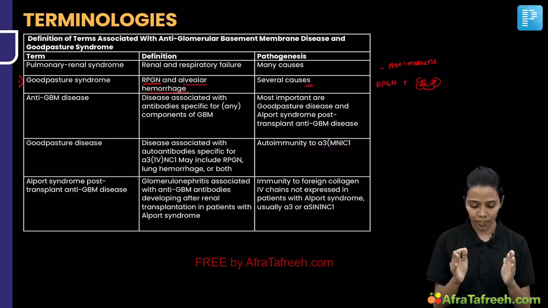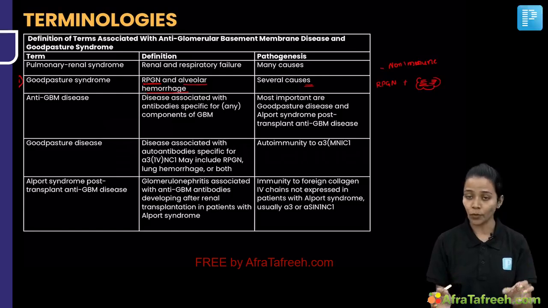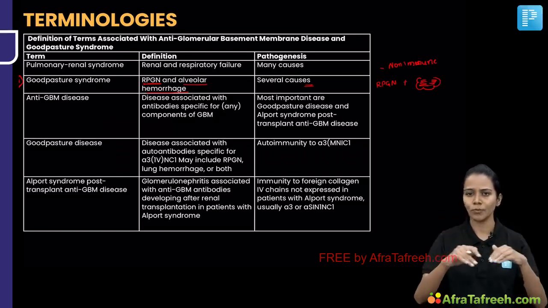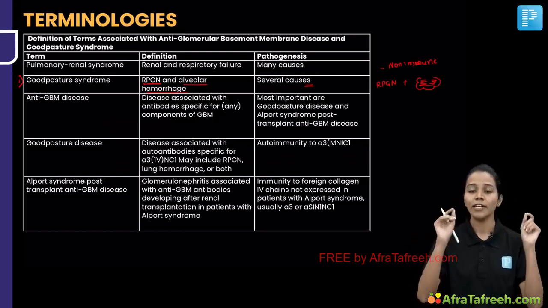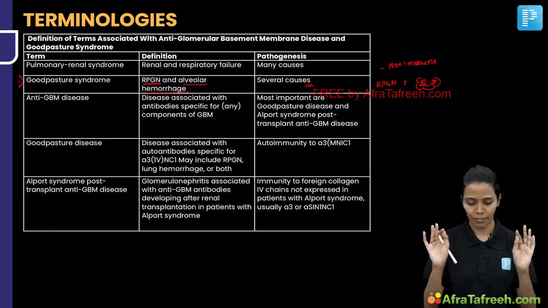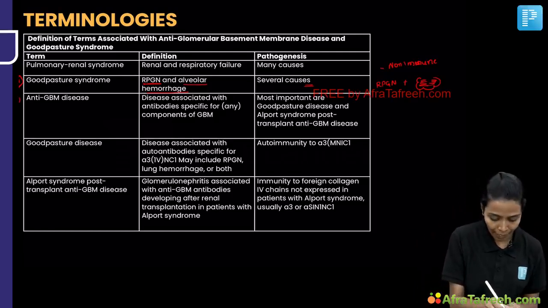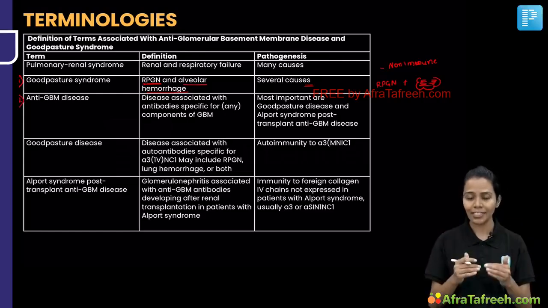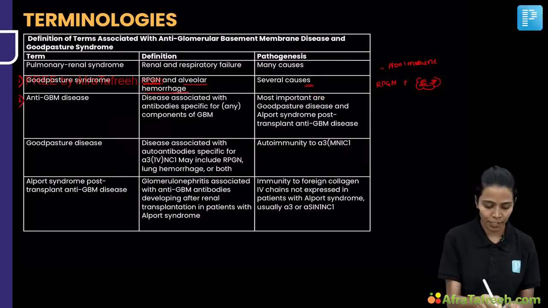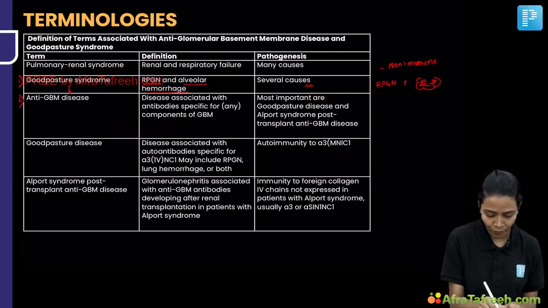This has several causes, like if it is involving only the anti-GBM, then it will be called as Anti GBM disease. Now this can be because of some vasculitis. So multiple causes are there. We'll come to it. Okay, so Goodpasture syndrome is any cause which can cause rapidly progressive glomerulonephritis with alveolar hemorrhage. Okay. Next, coming to Anti GBM disease. So this Anti GBM disease is a part of Goodpasture syndrome.